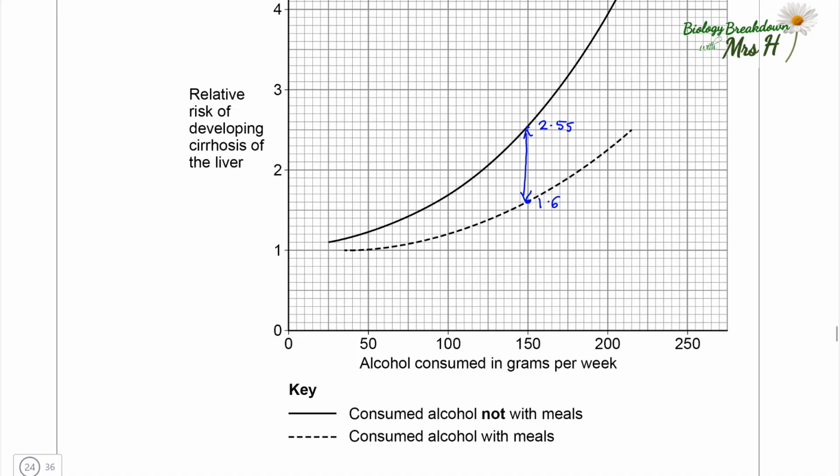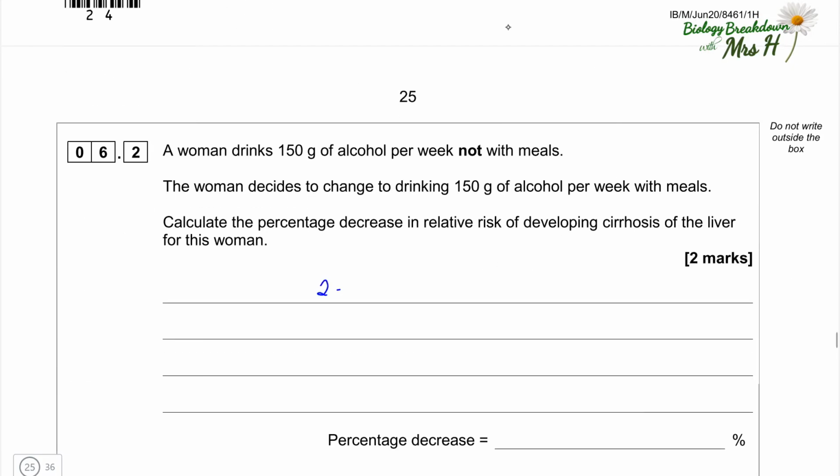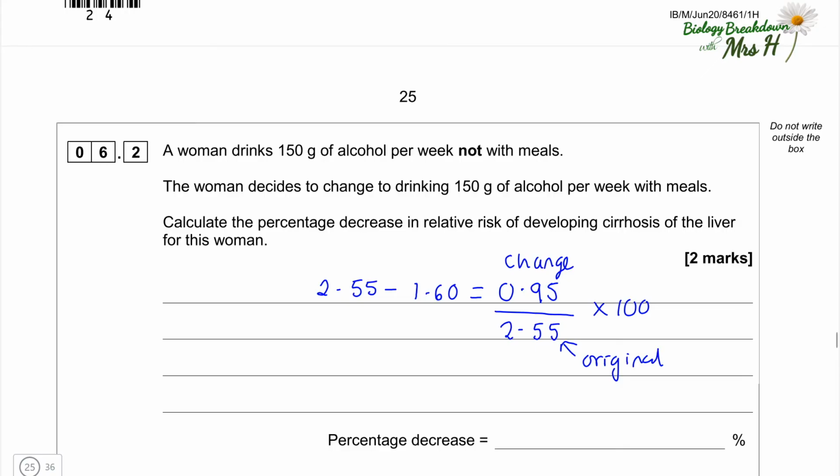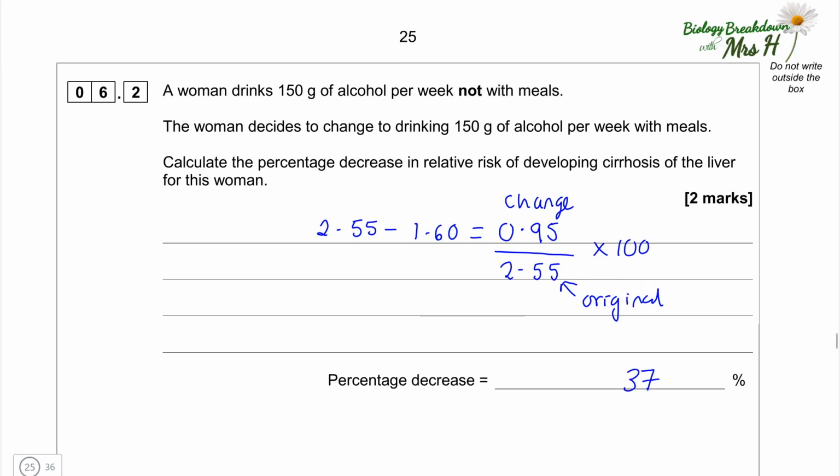We need to do the change in the relative risk. That's 2.55 minus 1.6, which gives us 0.95. And then we need to work out percentage decrease. So you have to divide the change over the original value, which was 2.55, times that by 100 to make it into a percent. And we've got 37.2 something or other. It doesn't tell us how many decimal places we should do that to, and the mark scheme is very happy for that to be a whole number, or for you to have decimal places in it, either way.